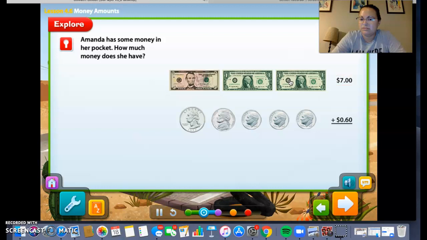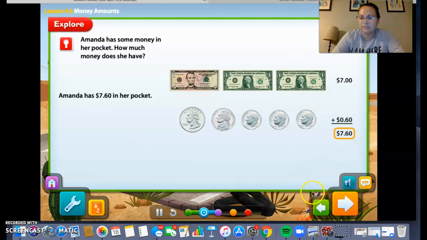Now you can add the values of the bills and the coins. Remember to line up the decimal points. So bring it on down, and what do we have? See that? The total value of Amanda's money is $7.60.